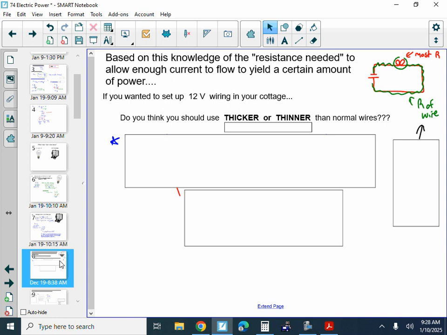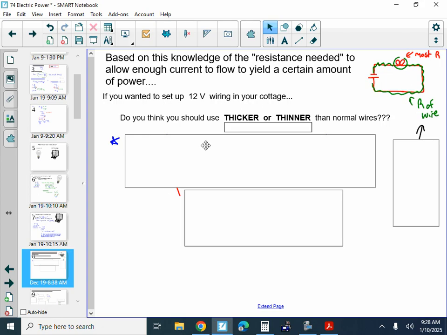The weird thing about this unit is you've probably heard of current and voltage and so on, but just didn't really know quite what it was in reality. So now we're putting a face to the name, so to speak, here. All right. Based on that knowledge, if you were to wire up a cottage at 12 volts, I'm not sure too many people do this anymore with inverters and all that we have, but it was common to do back in the day, so to speak. Would you need thicker or thinner wires?